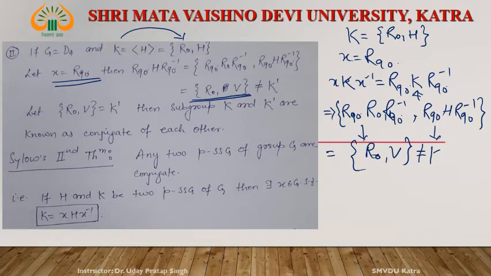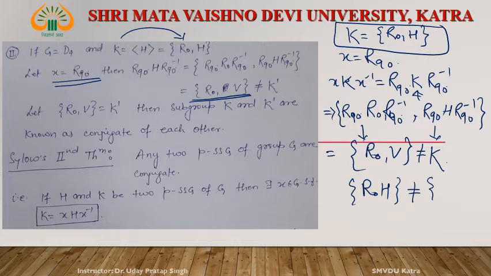This does not equal K. What is K? K is R0 and H. Then this R0 H does not equal R0 V. Okay, say this is K and let us call it K dash. Then K and K dash are conjugates of each other. Right? The conjugate of each other.